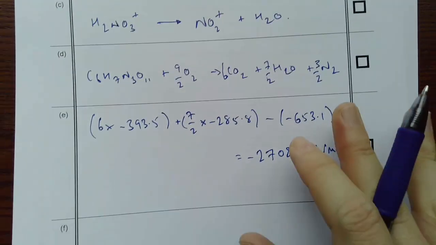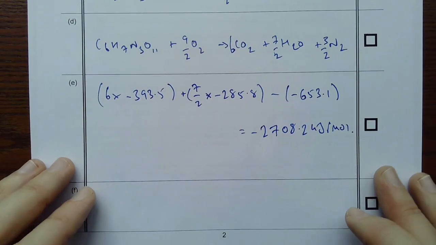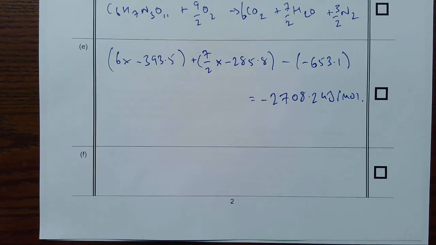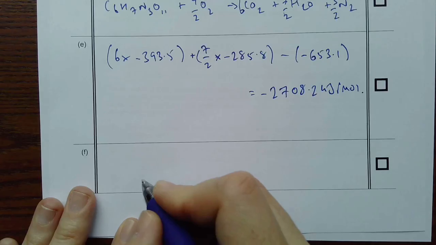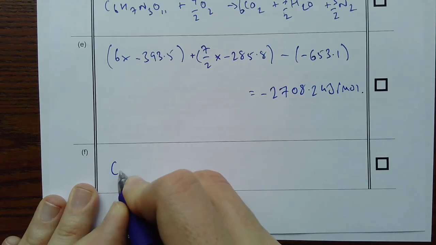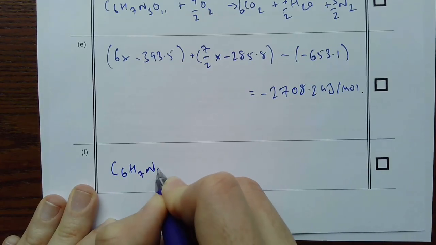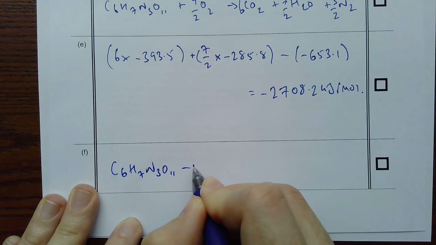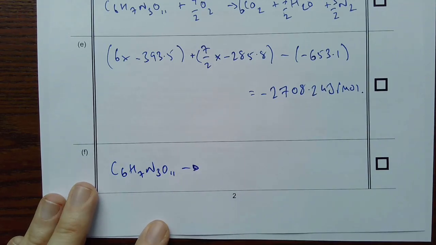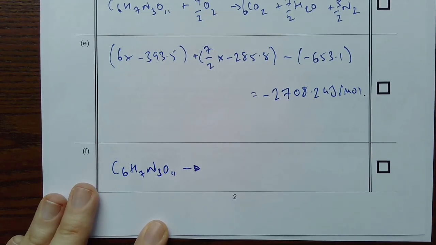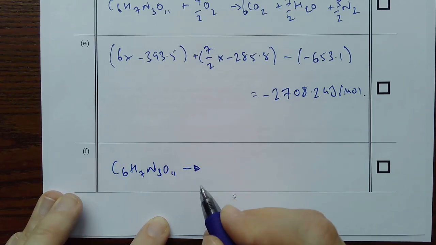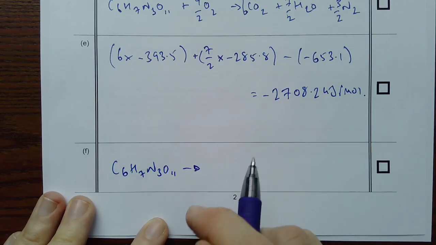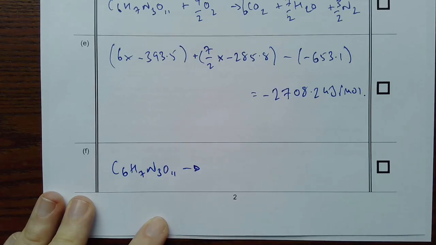All right, so a little bit tricky, this one. I think this is where people first started to have a little bit of a struggle with how this paper was going to go. So we're going to get C6H7N3O11. Now it's decomposing, so there's not going to be any other reactant. Now all of the products are going to be gases, and it doesn't say it's in complete combustion, but it does say it's not complete combustion.